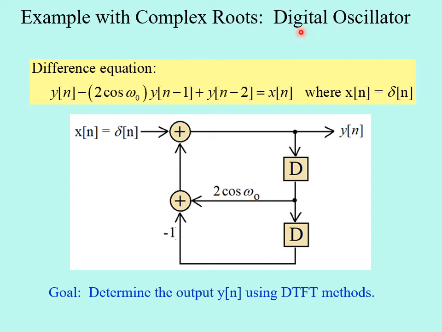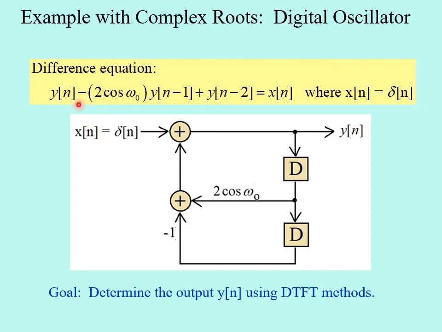This is called a digital oscillator. In other words, it's a digital or discrete time system that produces a nice sine or cosine output, which can have important applications in communication theory and digital radio and things like that.